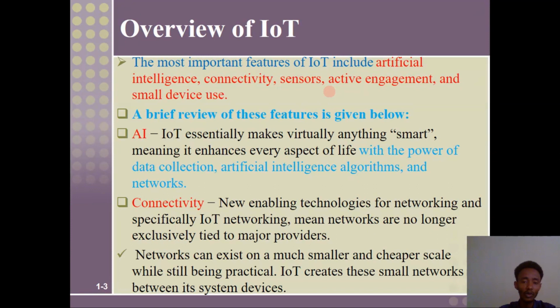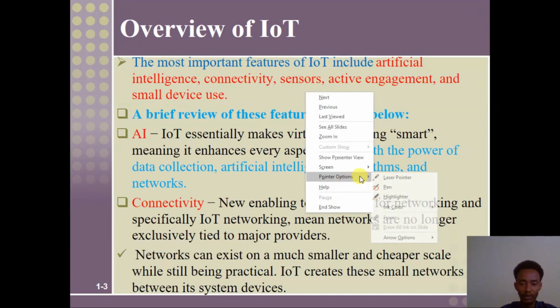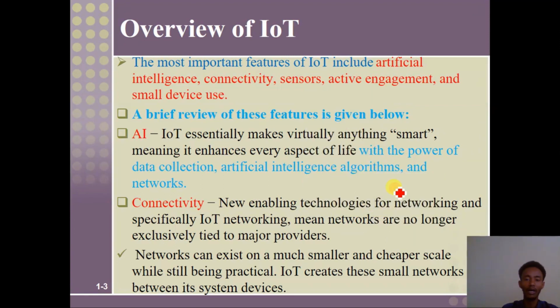So the most important features of IoT, the Internet of Things, include some important features. The most important features in IoT include artificial intelligence, connectivity, sensors, active engagement, and finally, small devices.